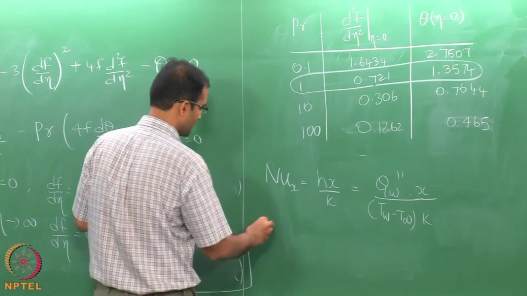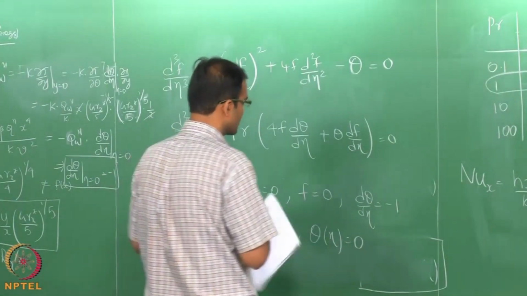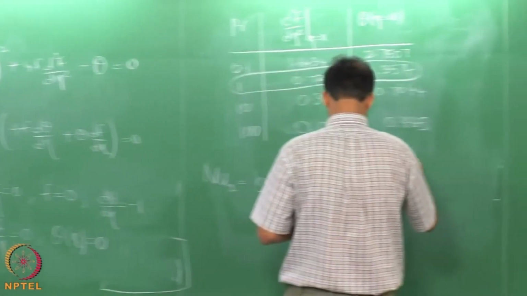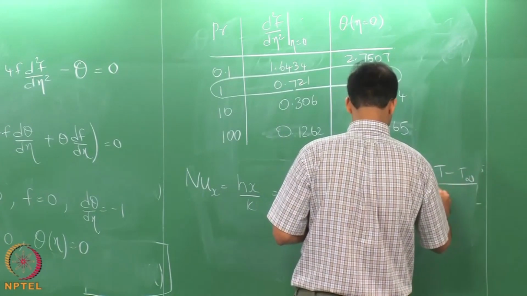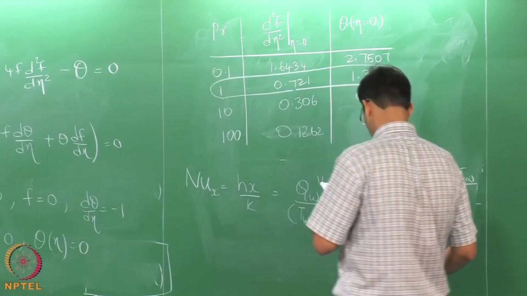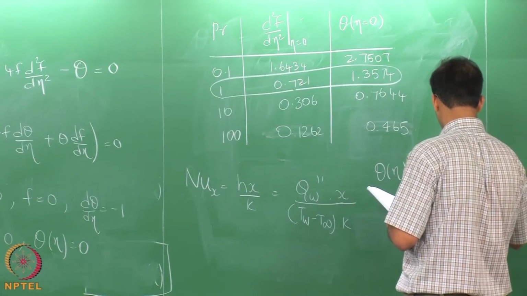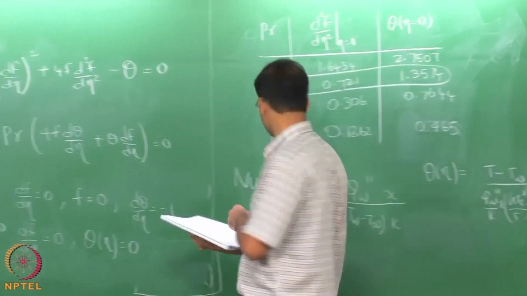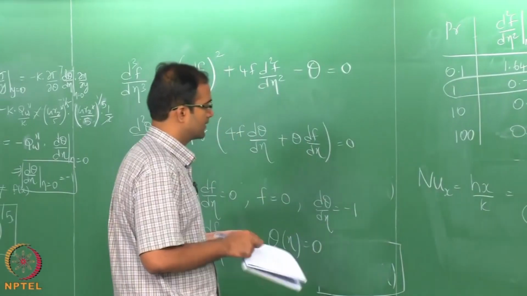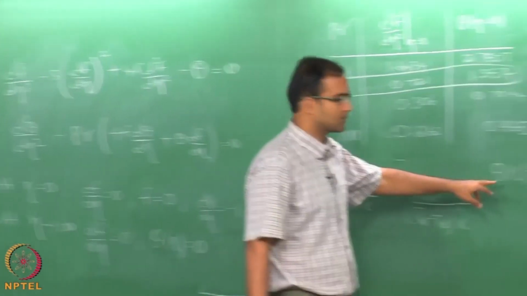Our definition of theta, I will write it again here. So, your theta is equal to T minus T infinity by, and this was Grashof number by phi minus 1 by phi, and we also had x outside. So, from this, substitute for T wall minus T infinity, that is nothing but theta at eta equal to 0.